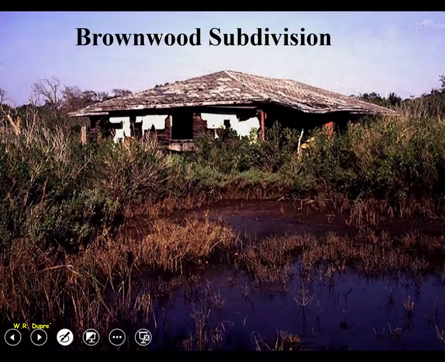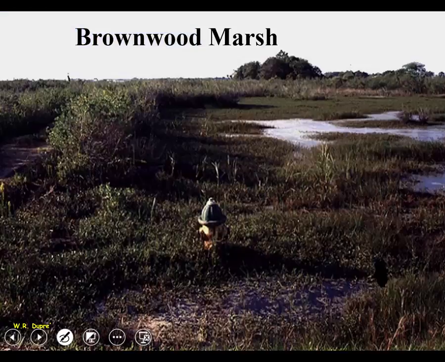Now, our local example here is the Brownwood subdivision. It doesn't seem to be a particularly appealing area to build your house. But when it was built, that was 8 feet above sea level. And at the time, it was a thriving subdivision, but it now is below sea level.